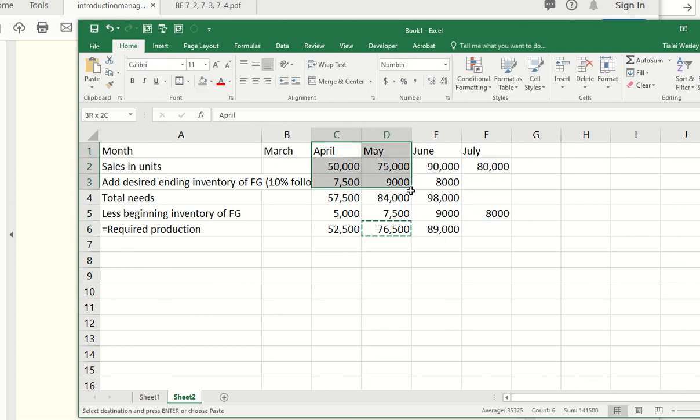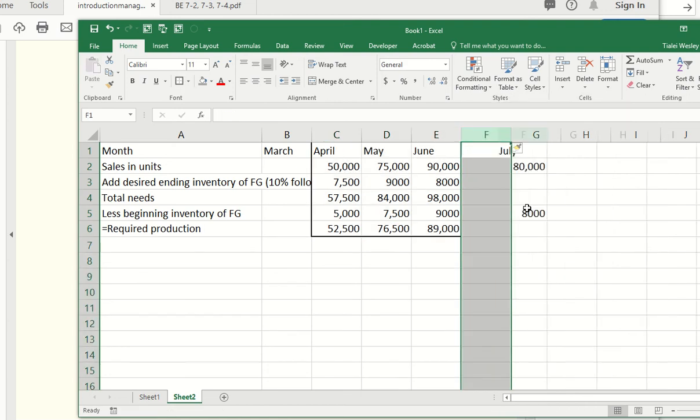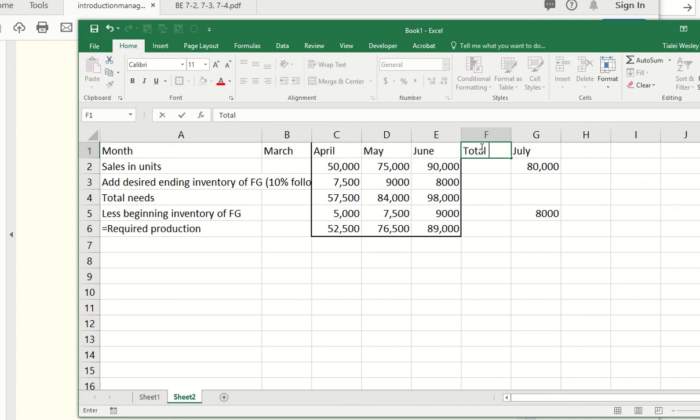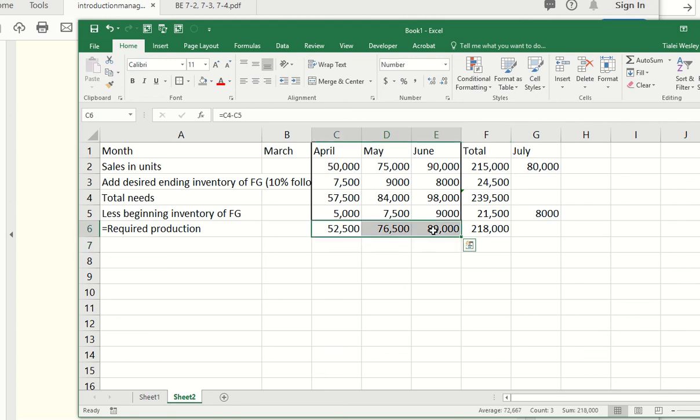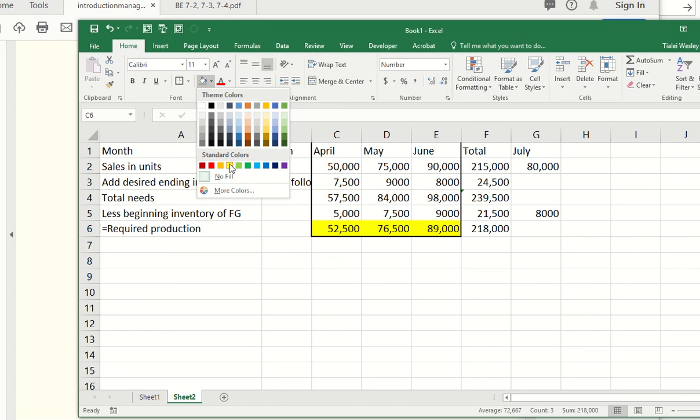So for April, May, and June, we're going to need to produce this many units, but we also like to do a total for the month. And we could sum that across and make sure that formula is working out fine. Yeah, so this is what they're looking for, a production budget in units. We know the amount that we're going to need to produce for April, May, and June for the second quarter.